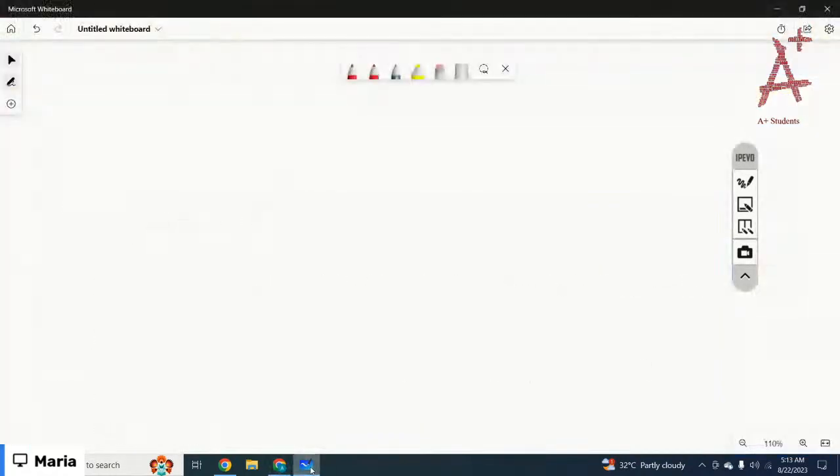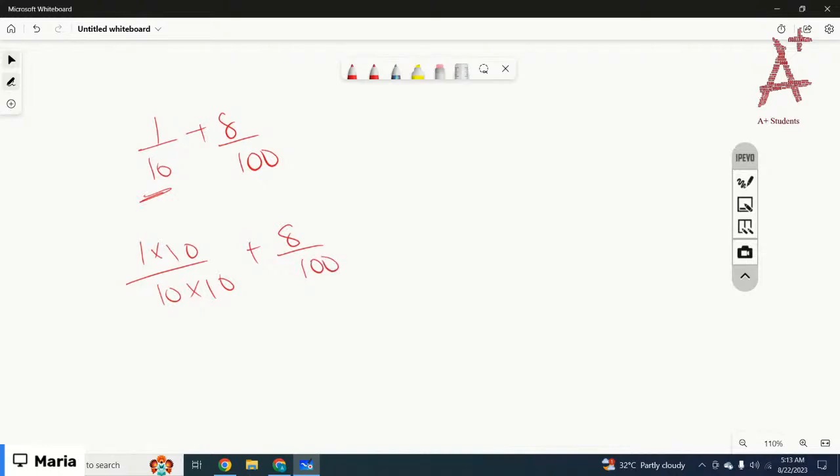1 over 10 plus 8 over 100. First of all, you have to make the denominator the same, right? 10 times 10 is 100, so you have to multiply this fraction by 10. So 10 times 1 is 10 and 10 times 10 is 100, plus 8 over 100. Now you can see they have like denominators, you just have to add their numerators, so it would be 18 over 100, right?